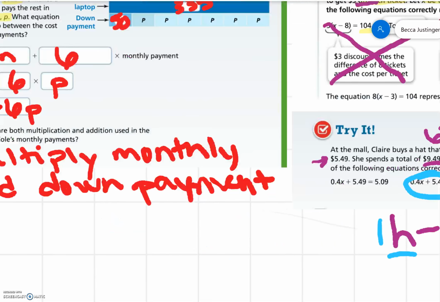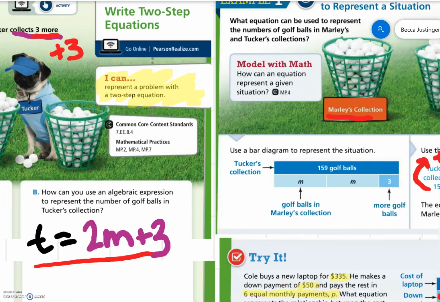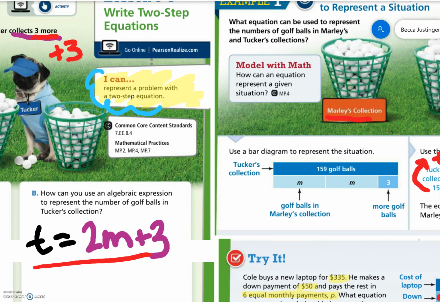All right, 7th grade, let's say it. I can represent a problem with a two-step equation. Have a great day.